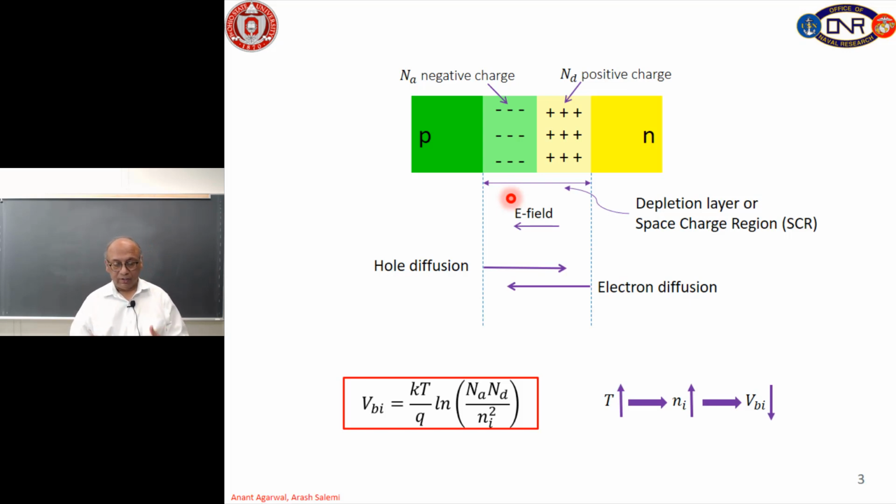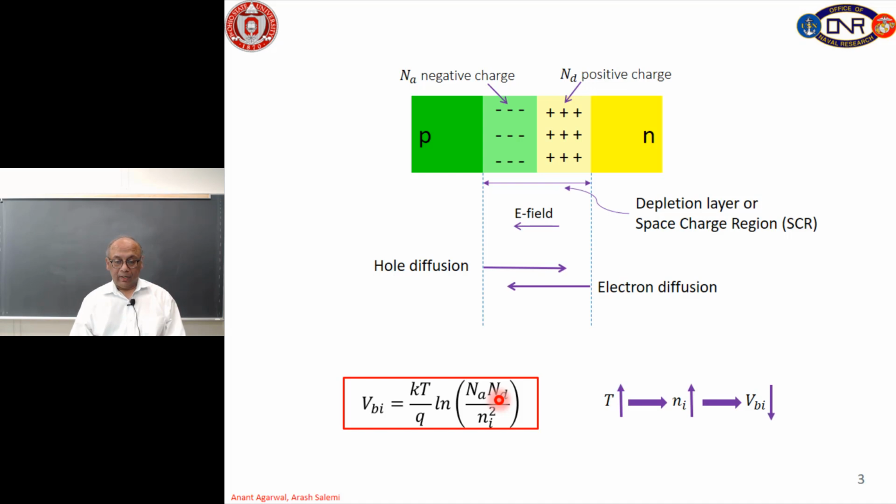Eventually this process will come to a standstill or steady state, and we will be left with a built-in electric field like is shown here. If we integrate this electric field, then we will get the built-in voltage called VBI, which has been shown to be equal to kT over q, which, if you remember, is 26 milli electron volt at room temperature, times natural log of Na times Nd over Ni squared. Na is the doping of the p side, Nd is the doping of the n side.